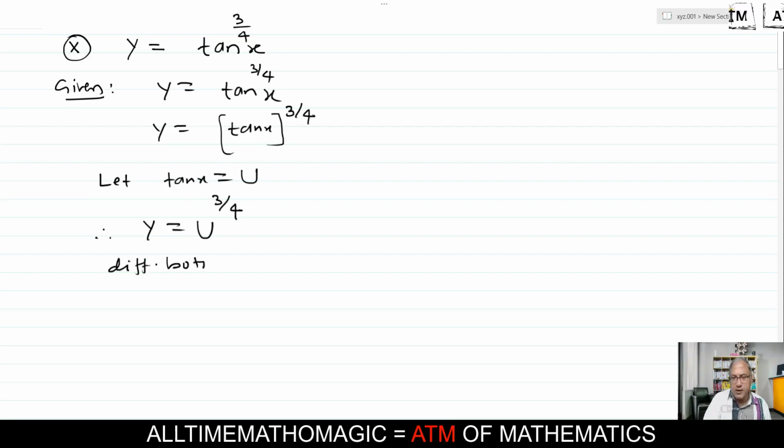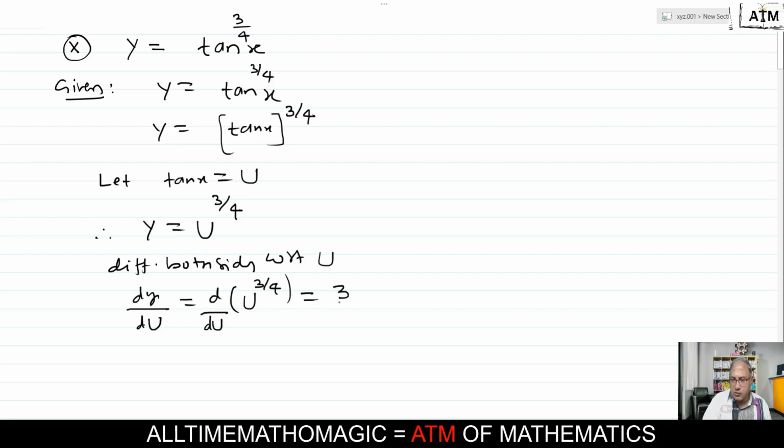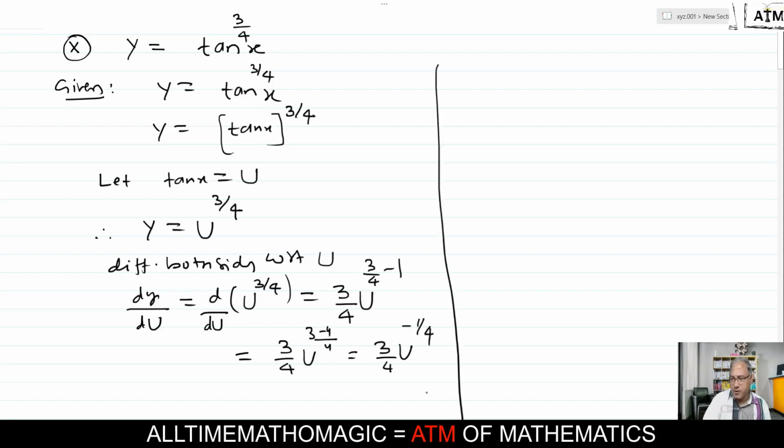Differentiating both sides with respect to u. Then dy by du equals the differentiation of u raised to 3 by 4 with respect to u, which equals 3 by 4 u raised to 3 by 4 minus 1, which equals 3 by 4 u raised to (3 minus 4) upon 4, that is 3 by 4 u raised to minus 1 by 4. Call it equation number 1. Now after that, what is u? But u equals tan x.